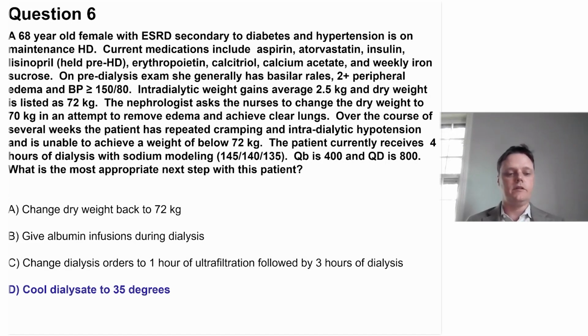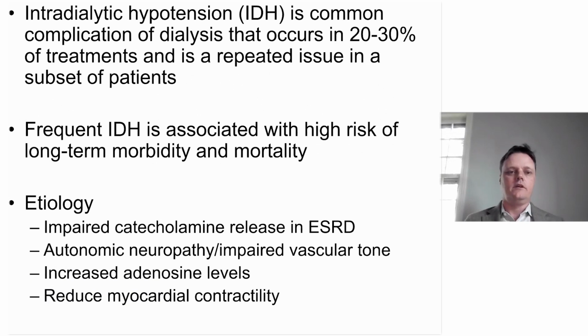The answer here is to cool the dialysate to 35 degrees. Intradialytic hypertension is a very, very common complication of dialysis that occurs in 20 to 30% of treatments and is a repeated issue in a subset of patients. Frequent intradialytic hypertension is associated with a high risk of long-term morbidity and mortality. There are many different causes, including impaired catecholamine release in end-stage kidney disease, autonomic neuropathy and impaired vascular tone, increased adenosine levels, and of course, reduced myocardial contractility in patients with any kind of heart failure.